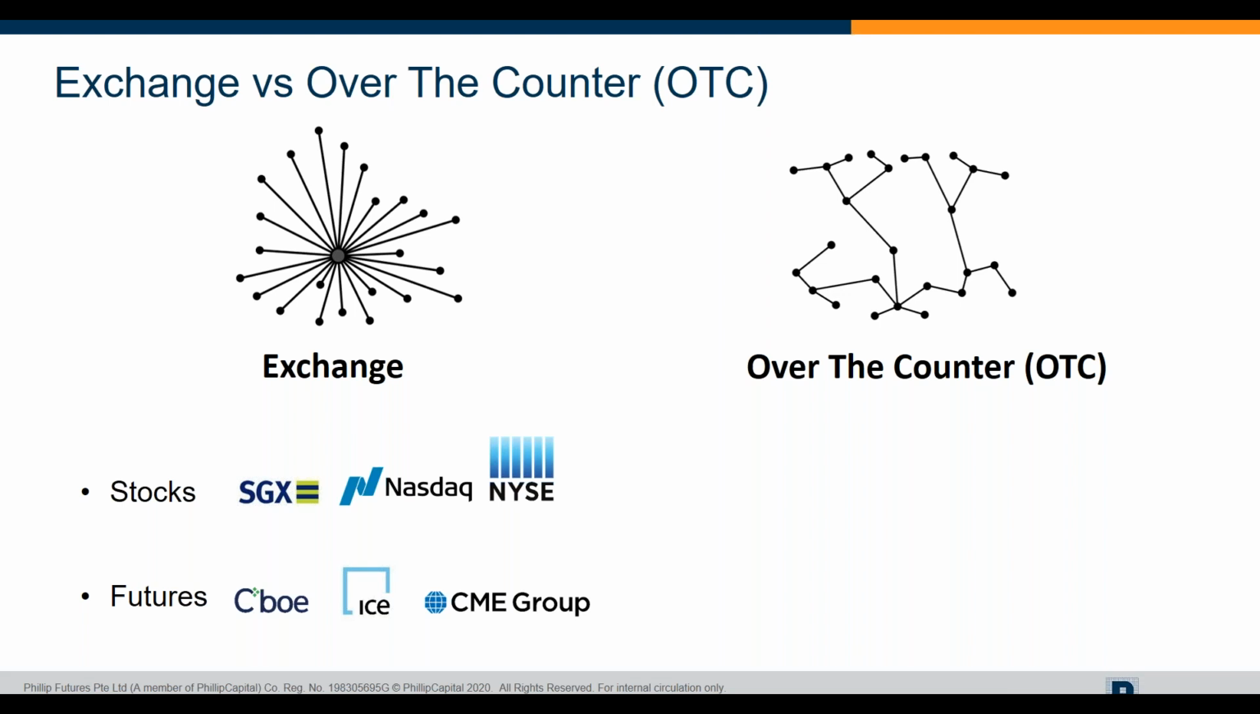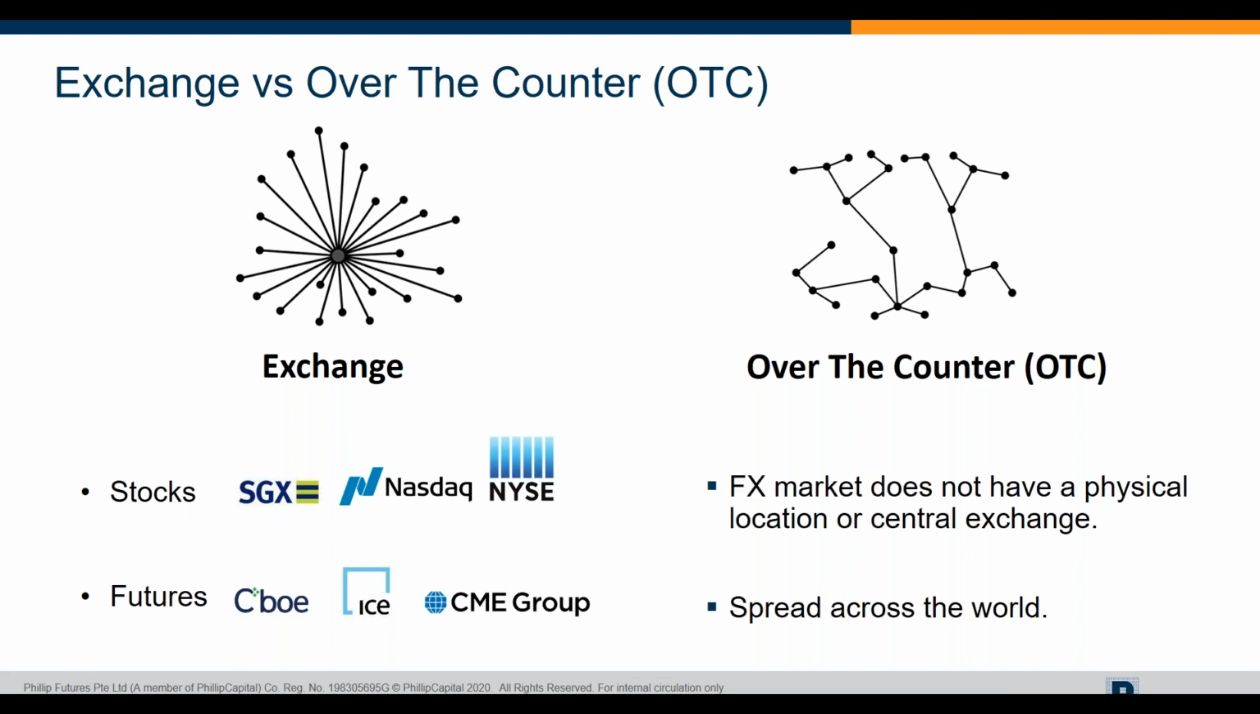In contrary, the OTC market, which is what Forex is. Forex is traded on the OTC market. It does not have a physical location or a central exchange. And so it is spread across the world, like you can see in this diagram right here. So basically, anyone can trade Forex as long as you have a computer and internet connection.